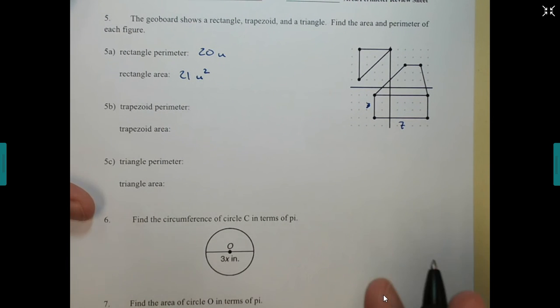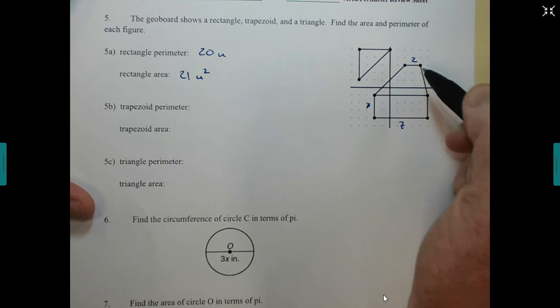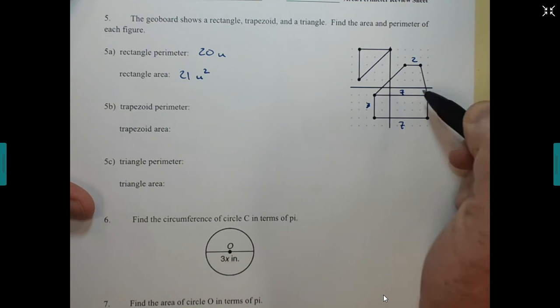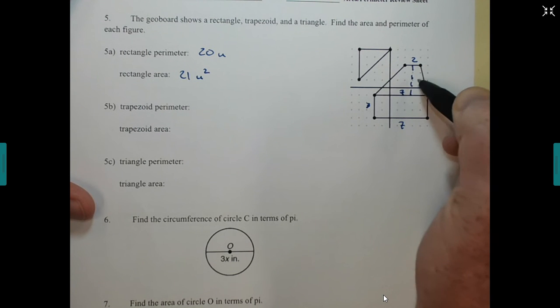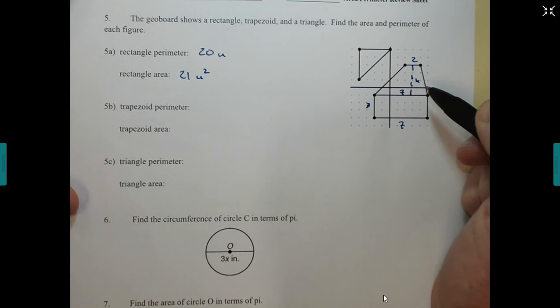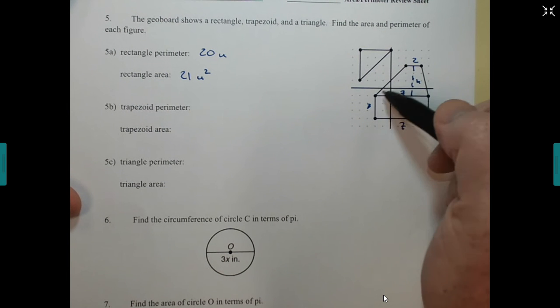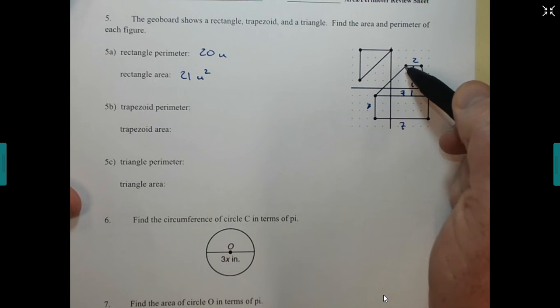The trapezoid, in order to do the trapezoid, we need both bases. I got 2 on the top. I got 7 down here, and we need the height. 1, 2, 3. The height is 4. All right. Now, perimeter, that's a tougher task because I can't count diagonally. I'm going to have to use the Pythagorean theorem.